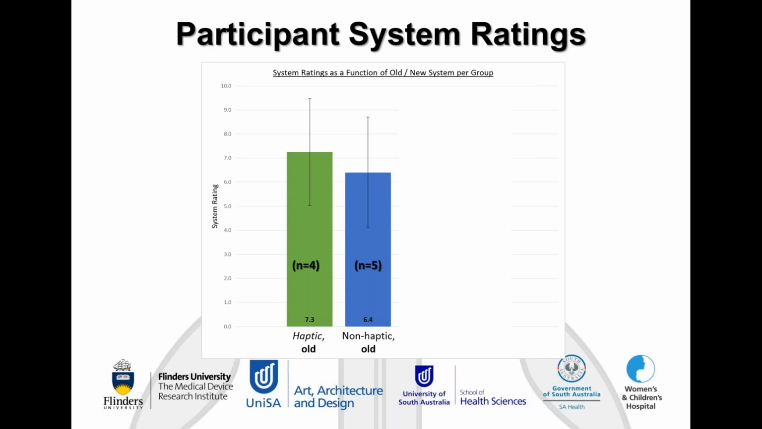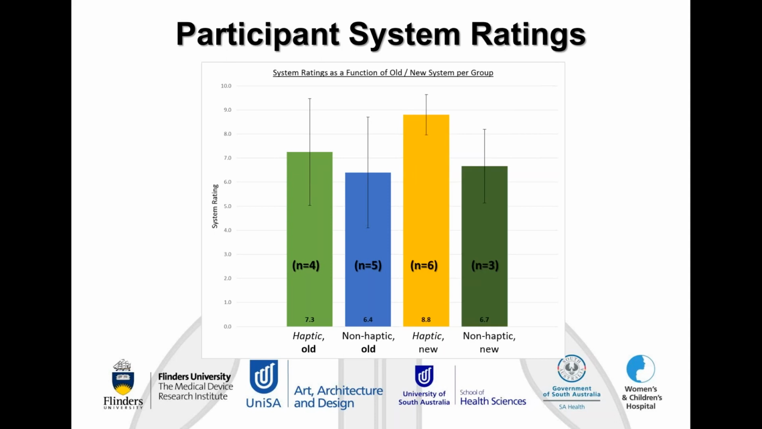So you can see from this particular graph I'm showing here, the system rating, and you can see the numbers are actually quite small, so just 4 children in the first and then 5 in the second. But while there's no statistical significant difference between these 2 groups, you can see the large error bars, they tended to favour the haptic version of the catalogue compared to the non-haptic version, but it's not a statistically significant result.